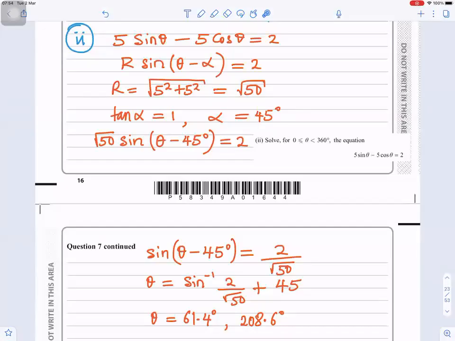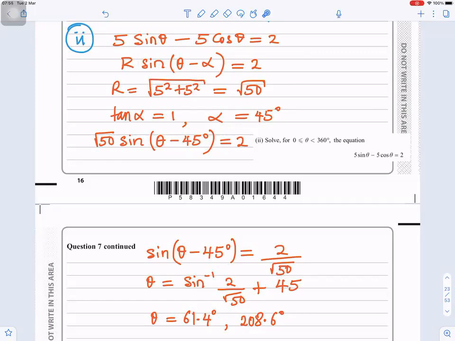For part 2, it says solve the equation 5 sin theta minus 5 cos theta equals 2. So what we want to do is write it as r sin(theta minus alpha) equals 2. How do we find what r is? We want to change it from the first form to the next form. We find 5 squared plus 5 squared and square root it. That'll give us square root of 50. Watch that number there, 5 squared plus 5 squared gives you the square root of 50.